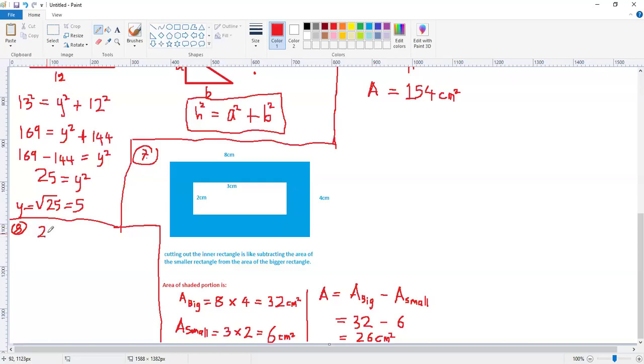2n minus 1 over 4 equals 0. So do you have an idea of how we're going to go about this? Yeah. Okay, what do you think we're going to do?